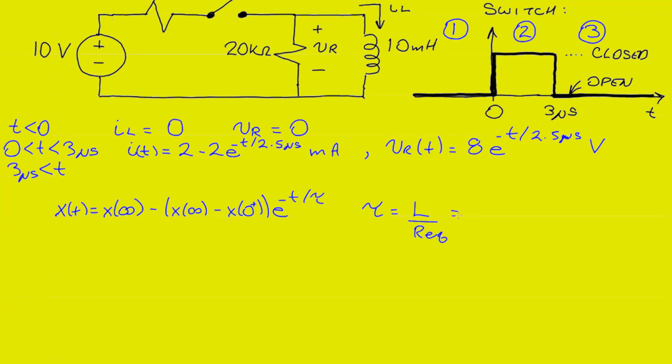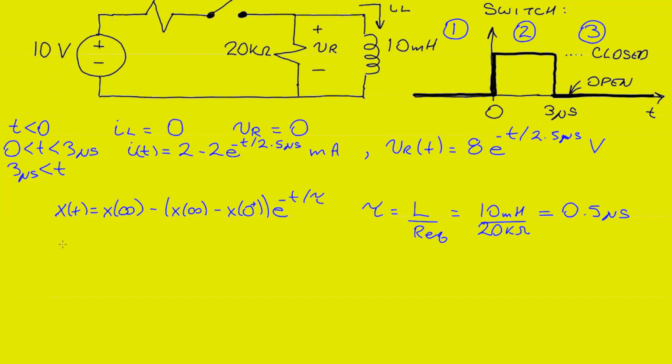Once again, we'll start by looking at the time constant, which we know is L over the equivalent resistance. And in this case, the equivalent resistance now has changed because the switch is now open. Now the 10 millihenry inductor only sees the 20 kilo ohm resistor, leading us to a time constant of 0.5 microseconds. We note that the time constant has changed between the two periods. That's because the circuit has changed, and so the equivalent resistance seen by the inductor has changed. A very important point here.